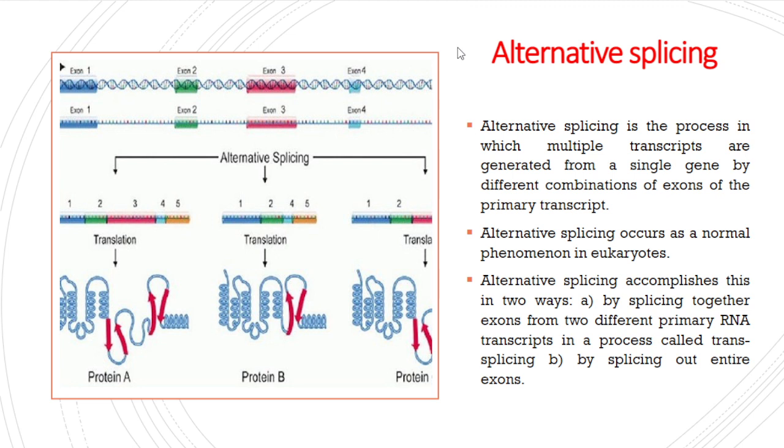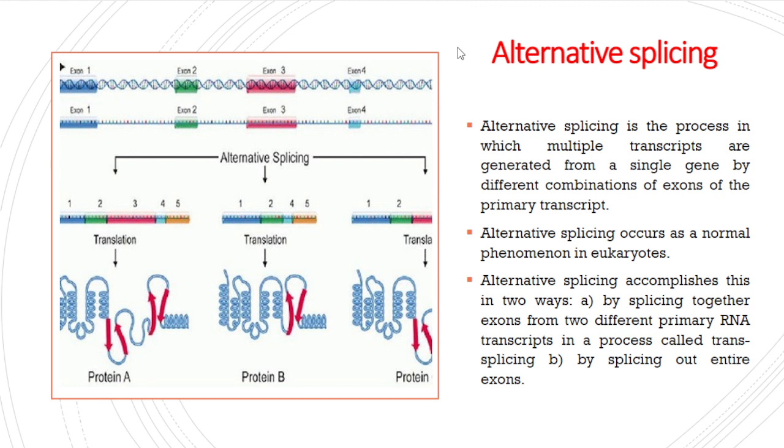The alternative splicing takes place in two ways. The first one is trans-splicing, by splicing together exons from two different primary RNA transcripts, and by splicing out the entire exon. There are two types of alternative splicing. The first one is exon skipping. It is the most common method of alternative splicing, in which some exons are left out of the final mRNA. When translated, the shorter mRNA will create a smaller protein.